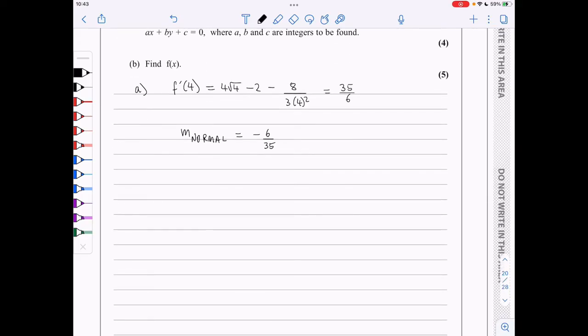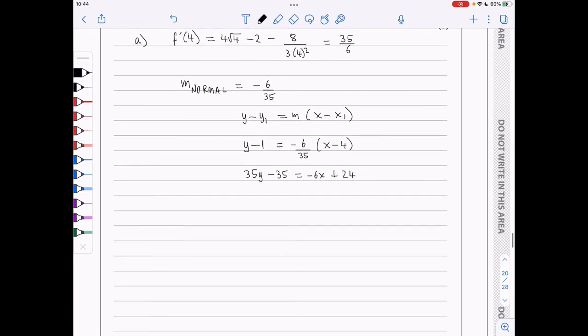And then we've got y minus y1 is m times x minus x1. So I'll be substituting the point: y minus 1 is minus 6/35 times x minus 4. I will cross multiply to get 35y minus 35 is negative 6x plus 24, which leads to 35y plus 6x minus 59 is 0. That's the equation of the normal.